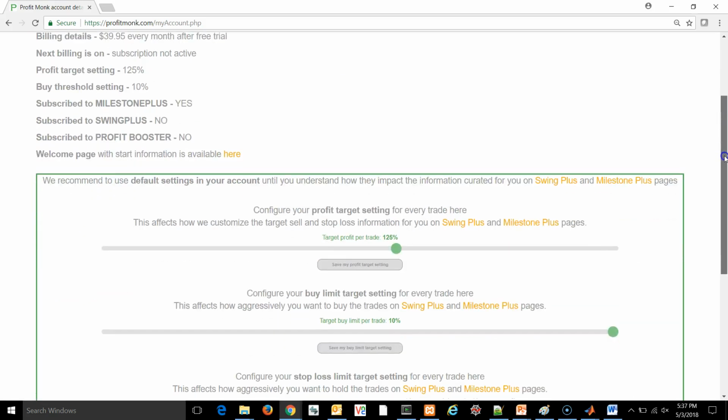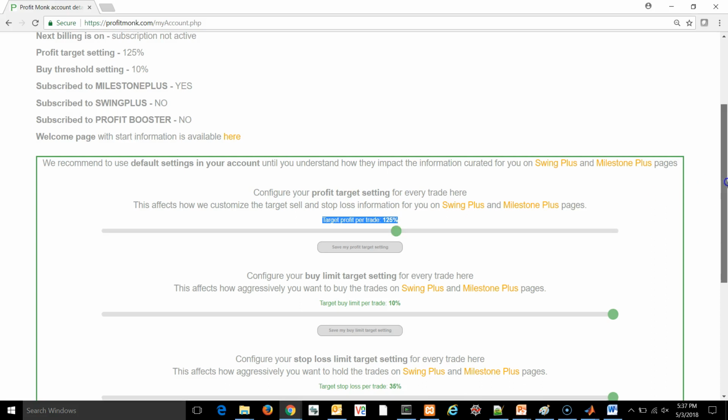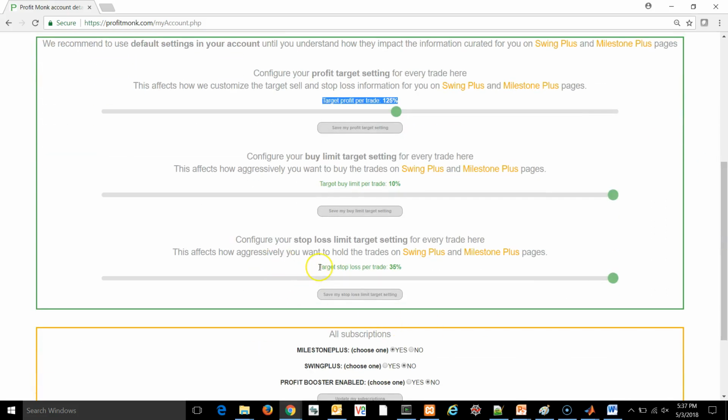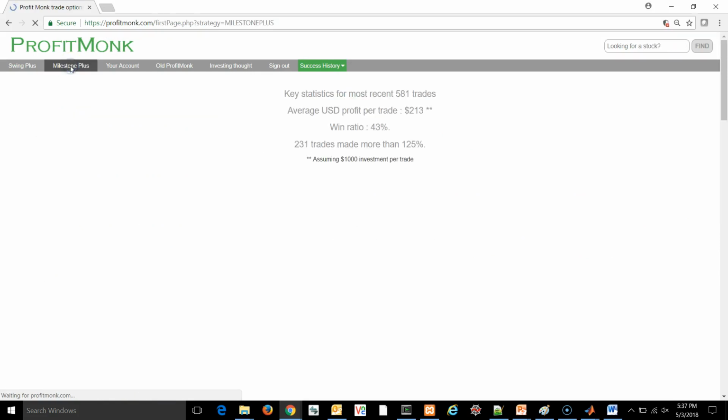So we are back on the account page, and let's look at these two settings. The first setting is target profit per trade, which is right now set at 125%. The second setting is target stop loss per trade, which is set at 35% right now. So let's keep those settings for now. We looked at Swing Plus in the previous chapter. Let's look at Milestone Plus.